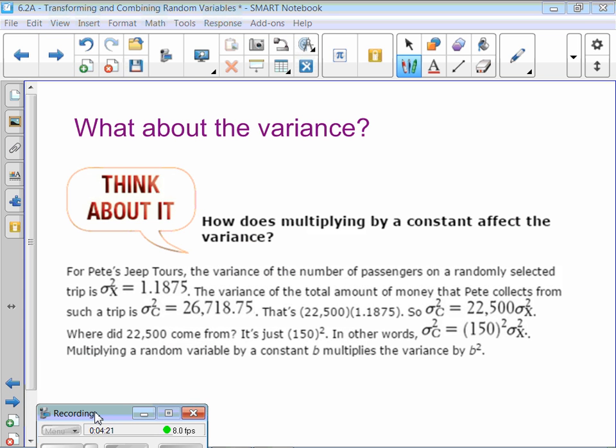All right, how about the variance? So normally we would just multiply by our constant. When you're doing the variance, you multiply by the constant squared. So you might want to add on, for variance, multiply by whatever your constant is squared. So if I was multiplying by 150, I would multiply by 150 squared to get the variance. Because how do I get from the standard deviation to the variance? I square it.